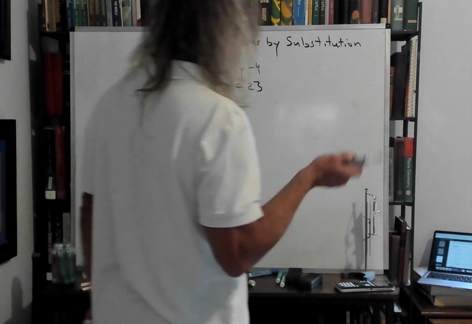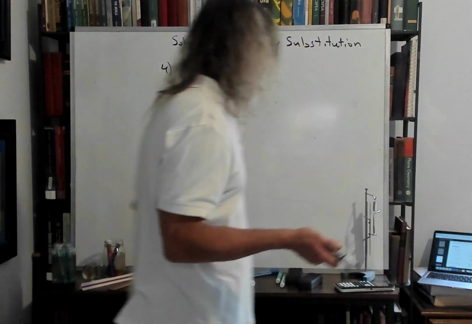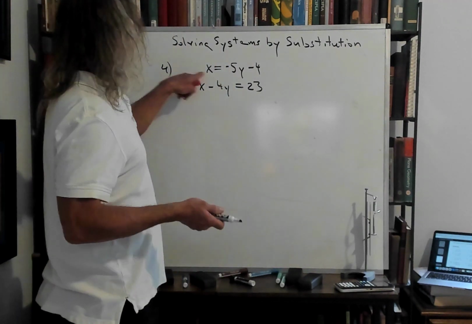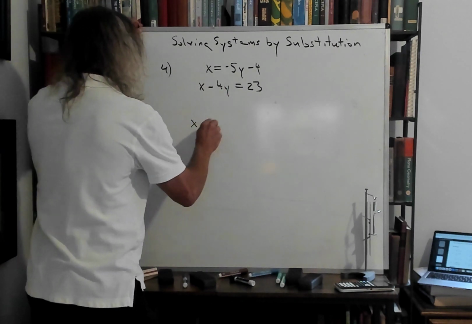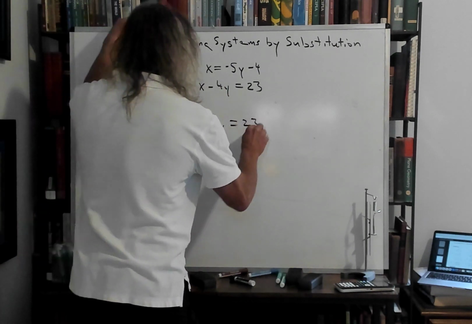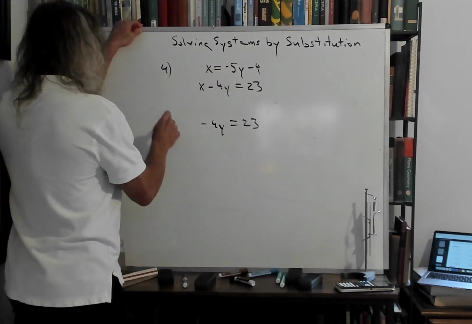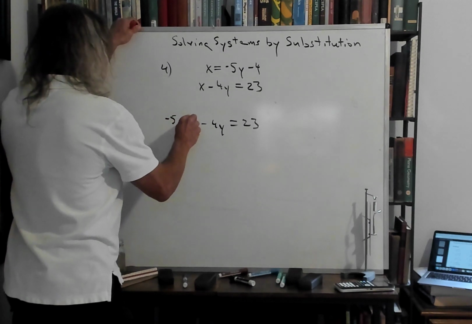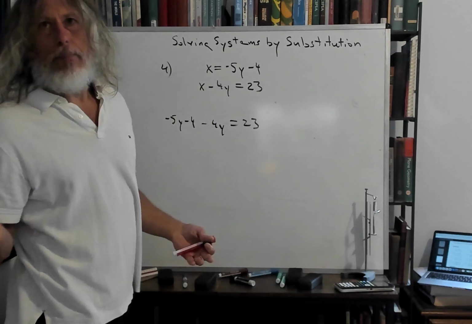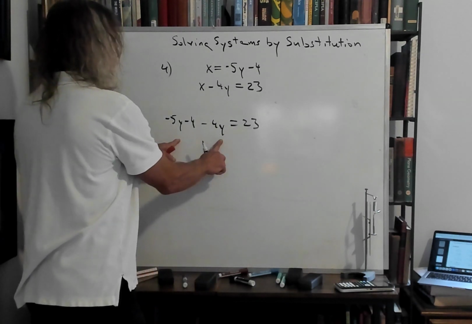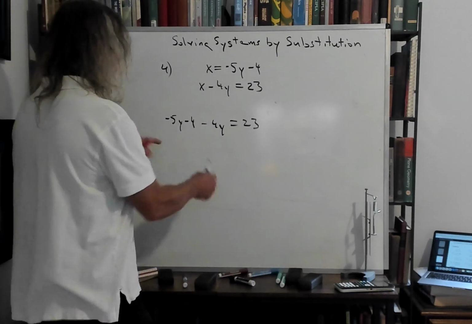Okay, according to this, x equals negative 5y minus 4. X minus 4y is 23. So x is this stuff, so I put that in place of x in the other equation. So I get this. I just put that where the x was. Now I have one equation with one letter in it, the y, so I can solve, like you've been doing a long time.